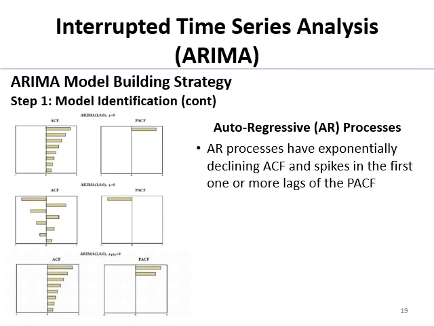So when you see this sort of pattern, it tells you something's going on with an observation: it's correlated with the one before it. And when you see the spikes declining in the ACF and a single spike like that in the PACF, that tells you, hey, I've got an ARIMA 1,0,0 model, or an AR1 model.